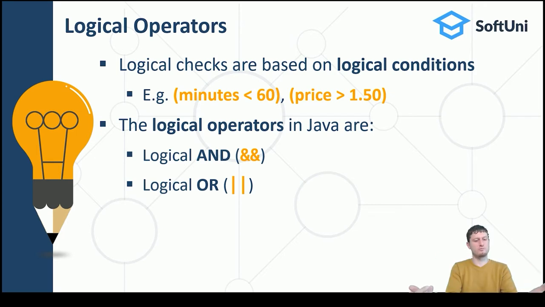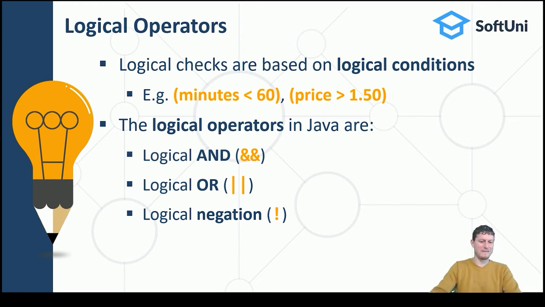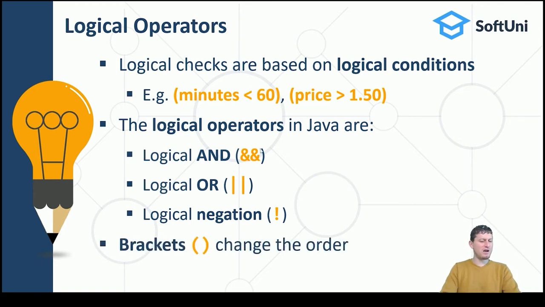This is OR, logical OR. And NOT means if I'm not under 21 years, I can drink beer. For example, logical negation. Also, we may have brackets. Brackets change the order of execution, and this is just when we don't know the exact priority. I'll show you how to use the brackets.